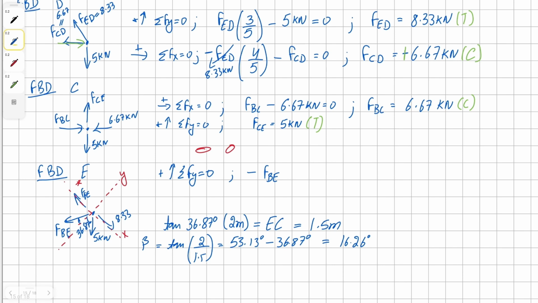And since we are looking for our vertical component for B in this equilibrium equation, it's going to be cos 16.26 degrees. And then the vertical component of external force reaction, 5 kilonewton, which is going to be negative as well, 5 times cos 36.87 degrees, all equals to 0.